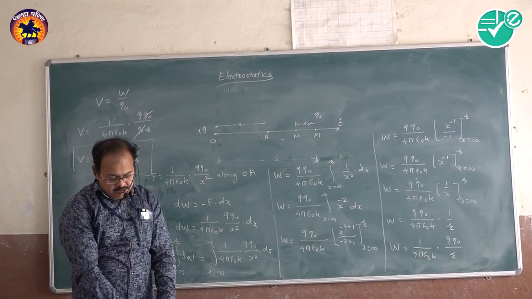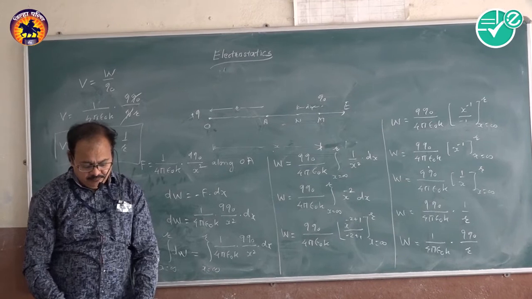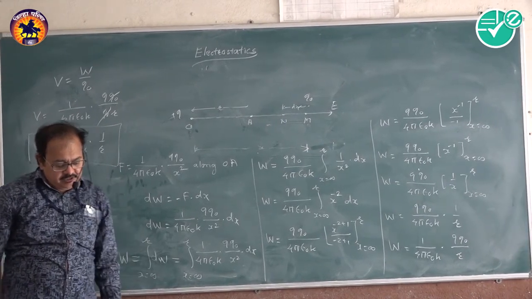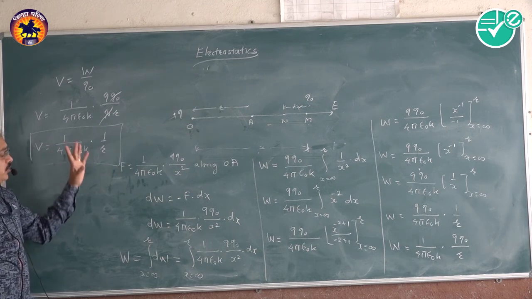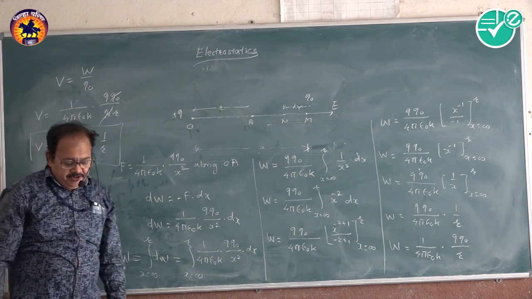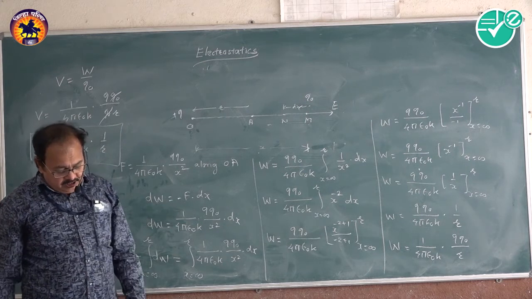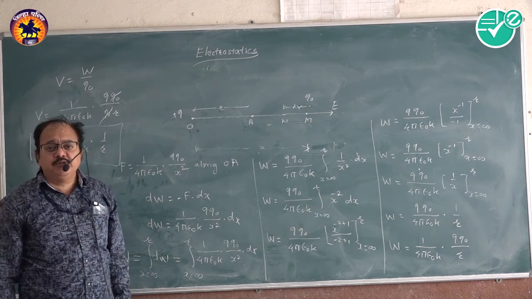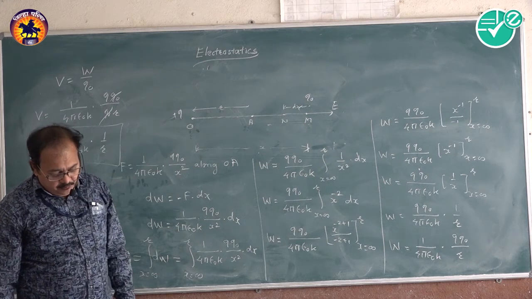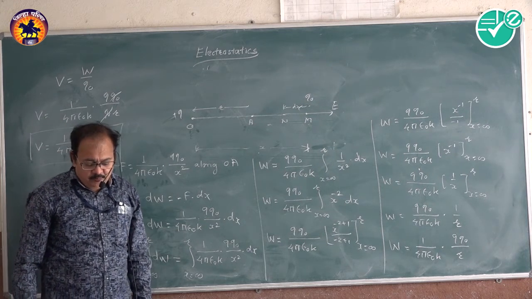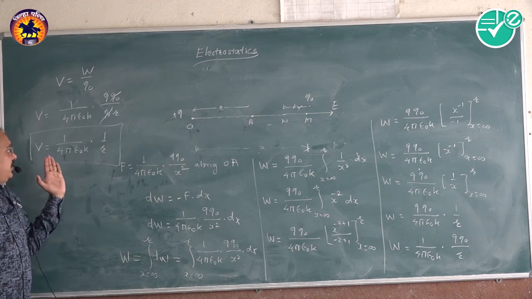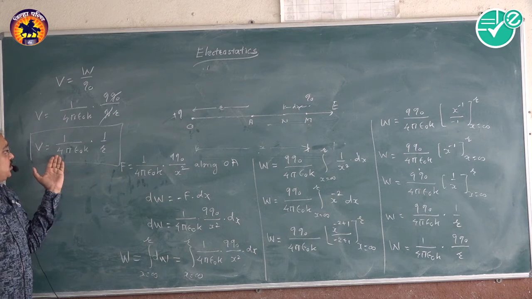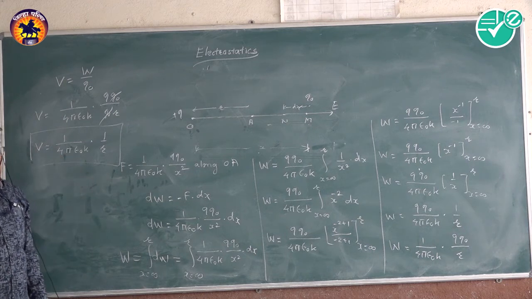So we have seen what that value is. Finally we get V equals 1 upon 4 pi epsilon 0 K into 1 upon R. From this equation we can say that the electric potential at a point due to a point charge is inversely proportional to distance. The potential due to a positive charge is positive, while the potential due to a negative charge is negative. It is positive due to a positive charge, and negative due to a negative charge.